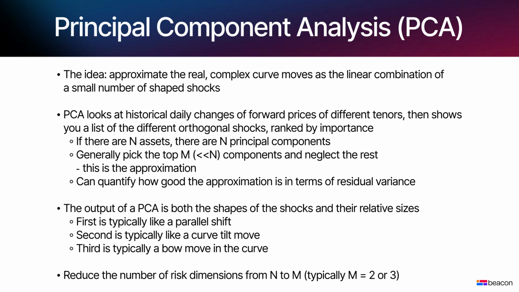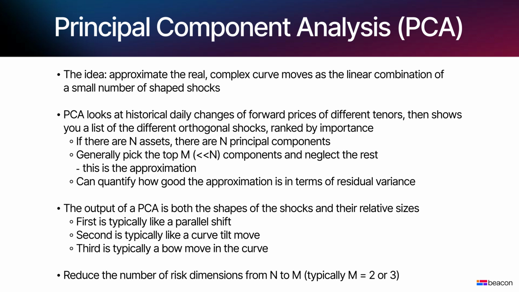And again, like with factor models, PCA lets you reduce that number of risk factors from N, something like 20 or 30 for a market, down to a small number M, which is like 2 or 3. And then you can hedge your risk to the full curve with trading just 2 or 3 futures.